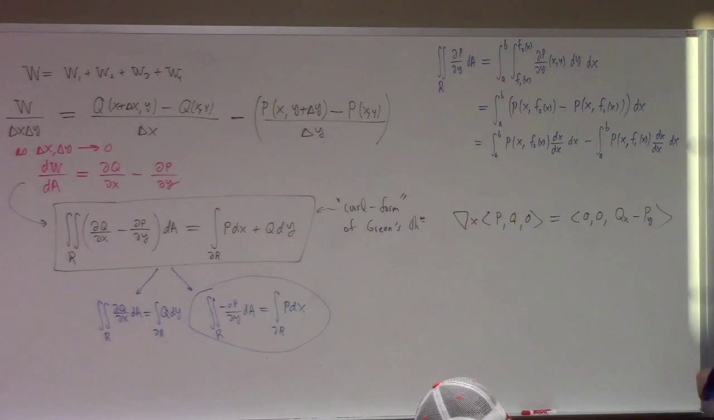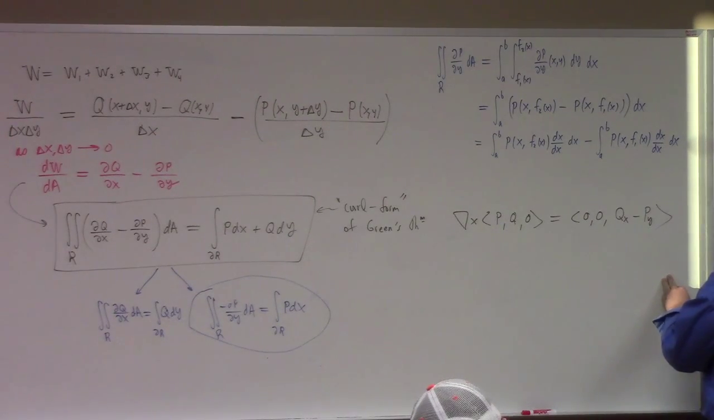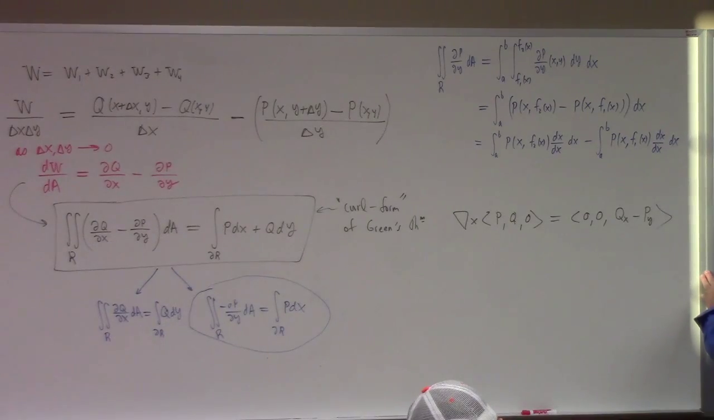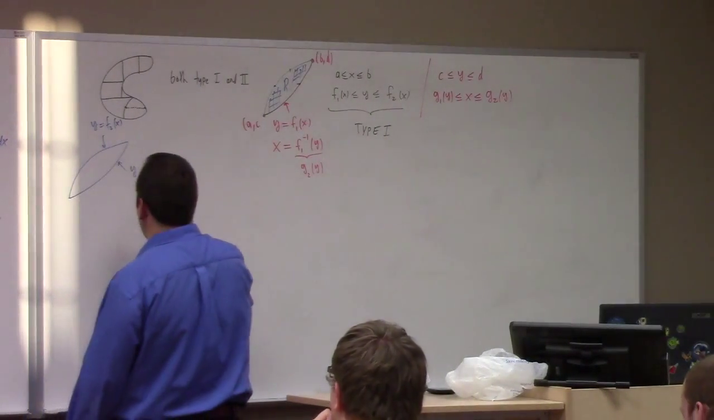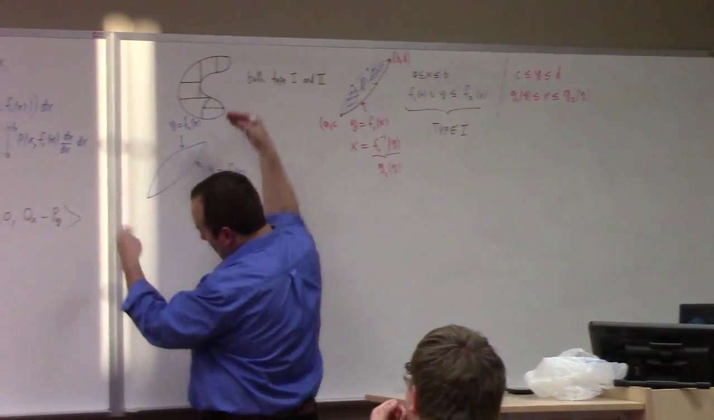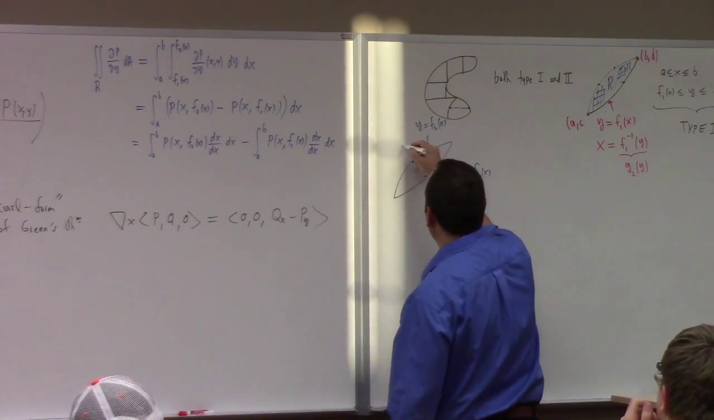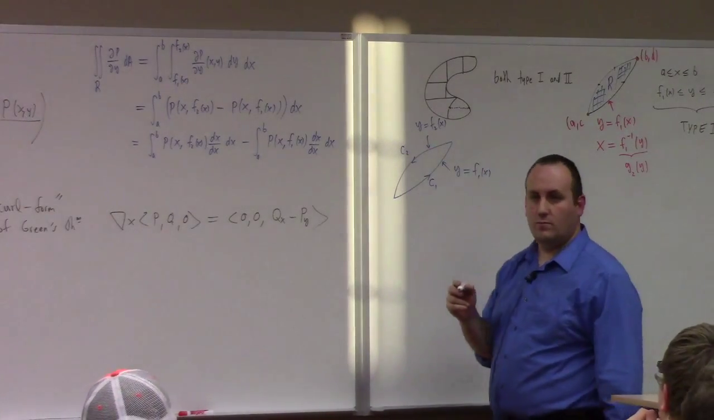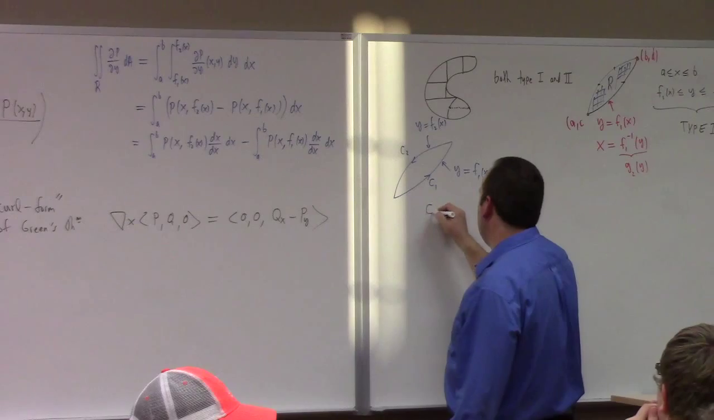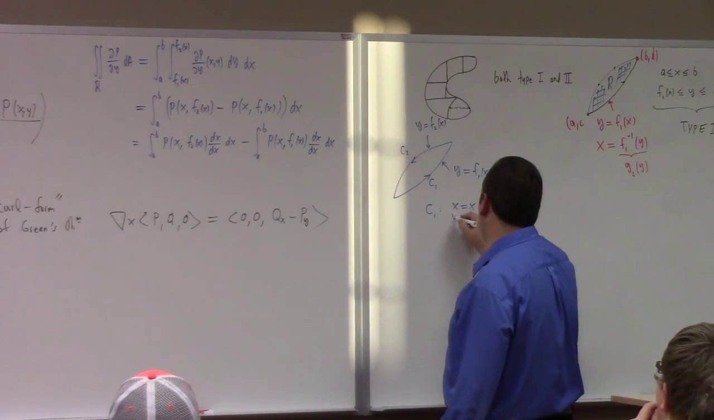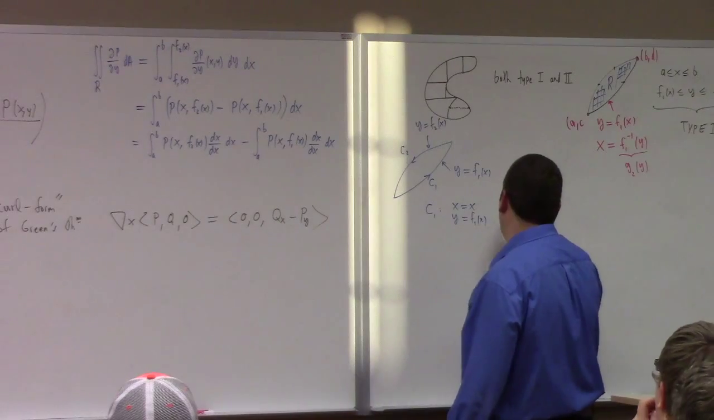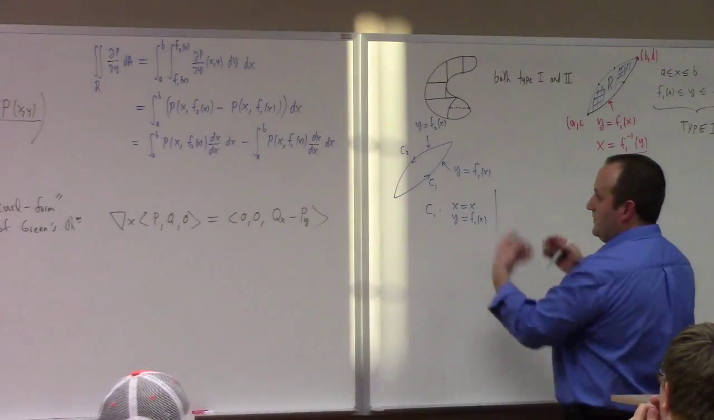So if you look at the picture here, let's see here. I need to say which ones. This is y equals f1 of x. The top one, I said y was equal to f2 of x. We need some labels here. Let's say that we want to go counterclockwise, right? So this way and then that way. So this is C1. This would be C2. So C1 has x equals x, and y is equal to f1 of x, right? That's a parameterization of the first curve.